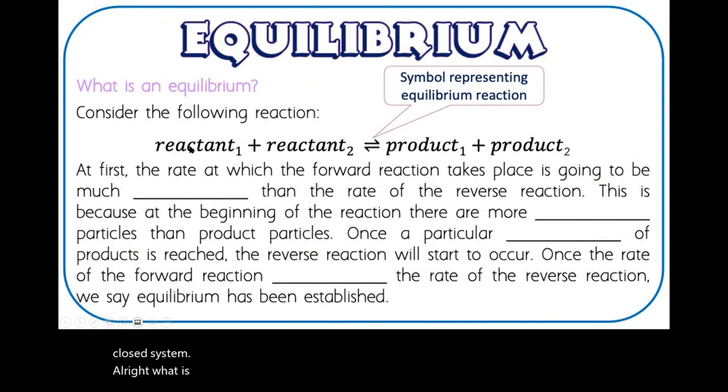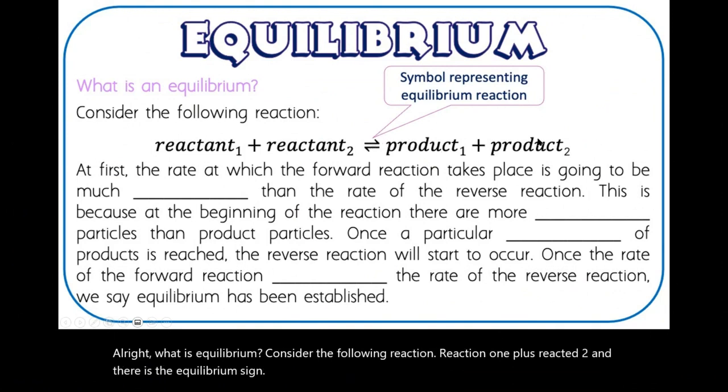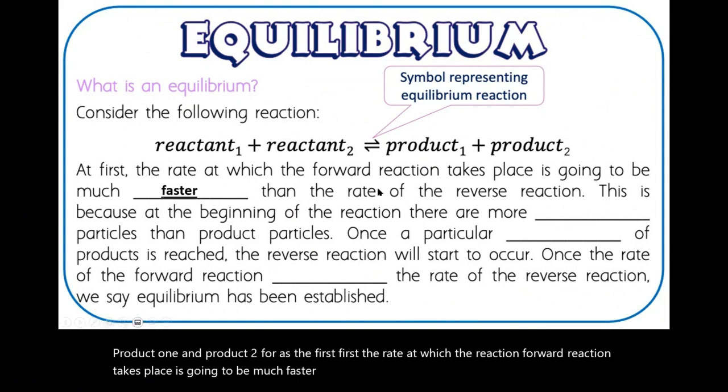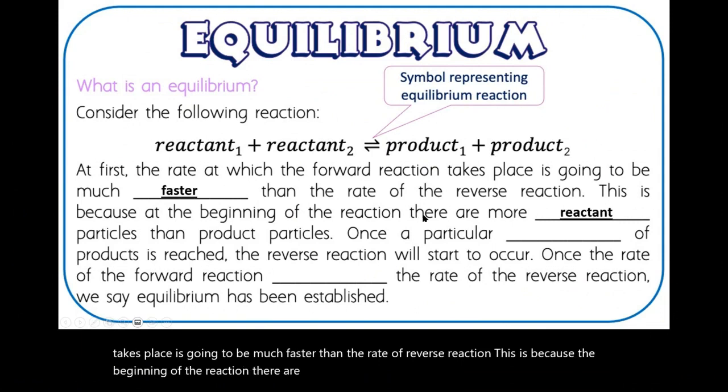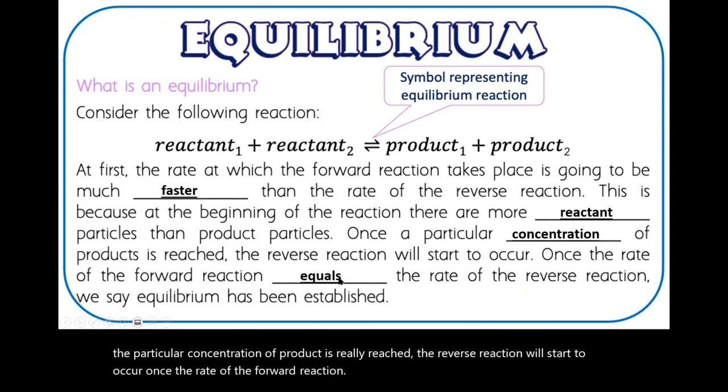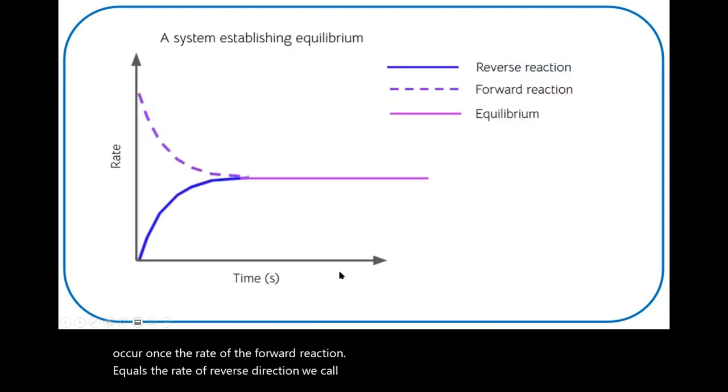All right, what is equilibrium? Consider the following reaction: reactant 1 plus reactant 2, with the equilibrium sign, product 1 and product 2. At first, the rate of the forward reaction is going to be much faster than the rate of the reverse reaction. This is because at the beginning of the reaction there are more reactant particles than product particles. Once a particular concentration of product is reached, the reverse reaction will start to occur. Once the rate of the forward reaction equals the rate of the reverse reaction, we call this equilibrium.